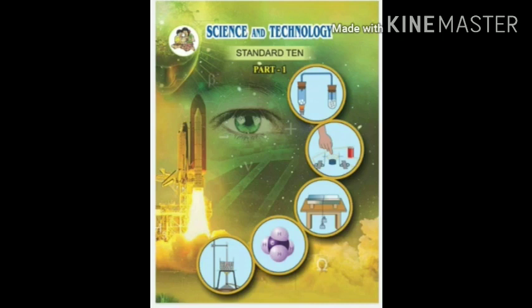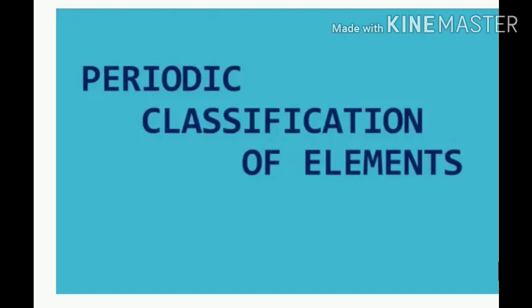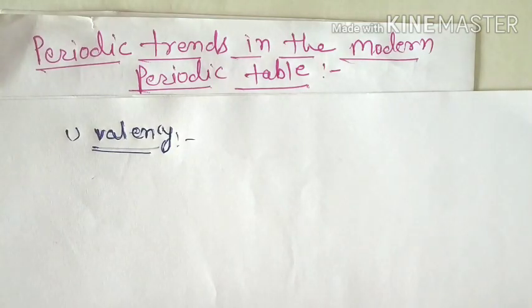In the last lecture, we studied the modern periodic law and modern periodic table. In this lecture, we are going to study the periodic trends in the modern periodic table. In that, we are going to study the valency and atomic size. Let us see one by one. Let us see the periodic trends in the modern periodic table.